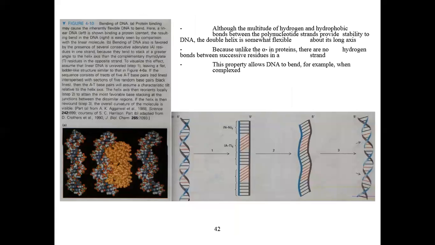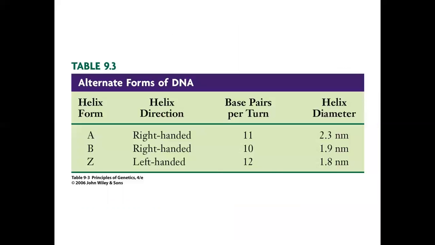Although the multitude of the hydrogen and hydrophobic bonds between the polynucleotide strands provide stability to the DNA, the double helix is somewhat flexible about its long axis because, unlike the alpha helix in the protein, there is no hydrogen bonding between the successive residues. This property allows the DNA to bend, for example, when compressed.